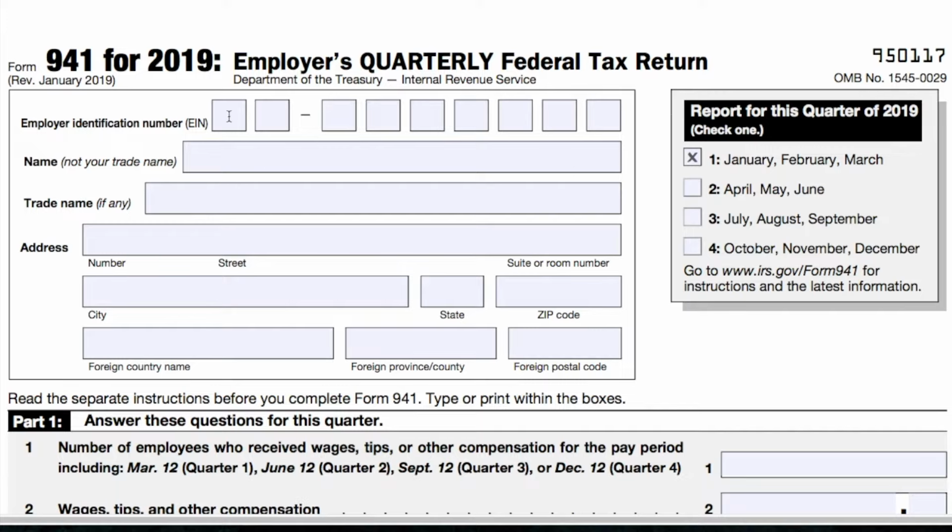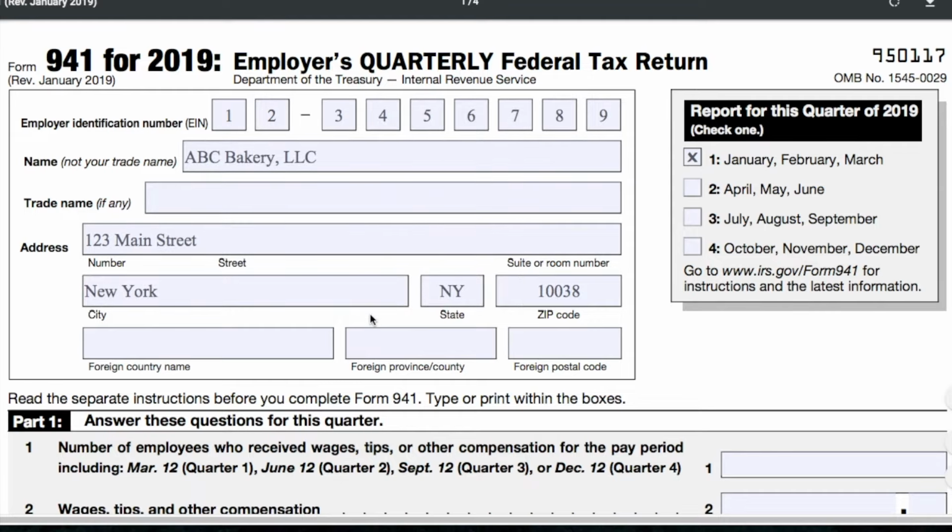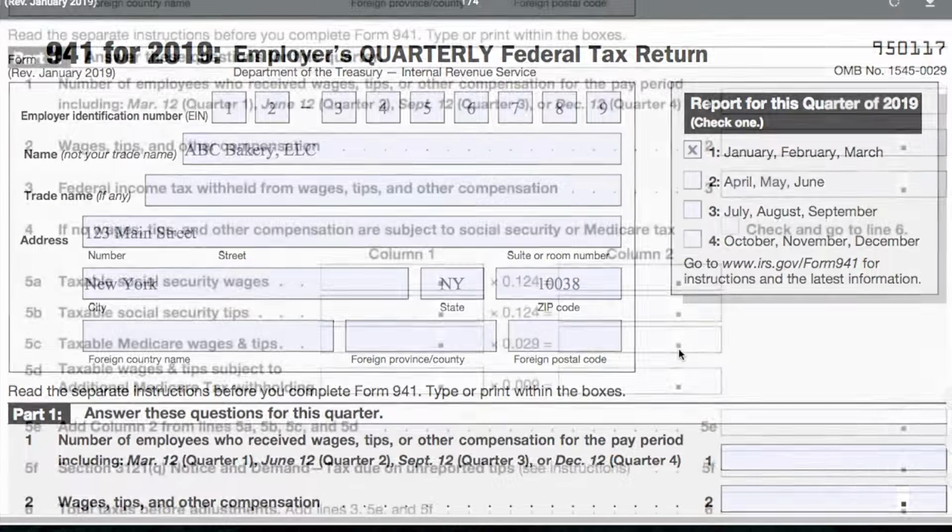Then you'll type in or write in, if you're hand filling the form, your business's EIN number, name, and address. I'm going to provide this information for a sample business. Since this is a US-based business, I'm going to leave the bottom 3 boxes there blank.